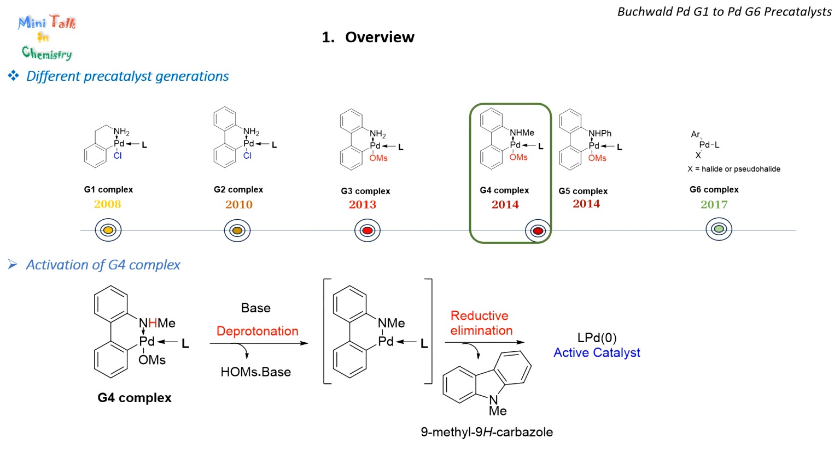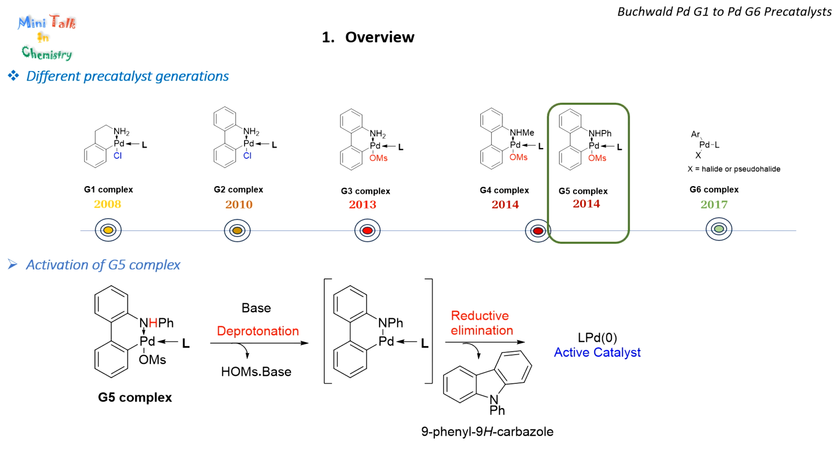To circumvent this issue, the Buchwald group prepared the fourth generation and the fifth generation by methylating and arylating the amino group on the aminobiphenyl scaffold. During the activation, deprotonation of the G4 precatalyst gives a palladium amido complex, which then reductively eliminates to yield the active palladium zero, a methanesulfonate salt, and 9-methyl-9H-carbazole.